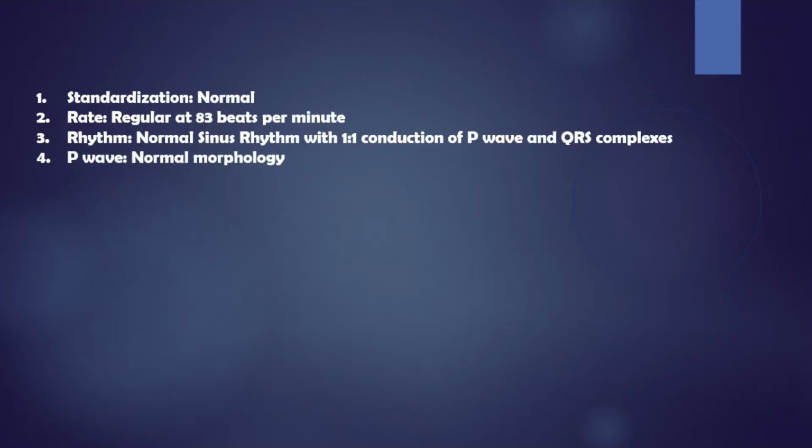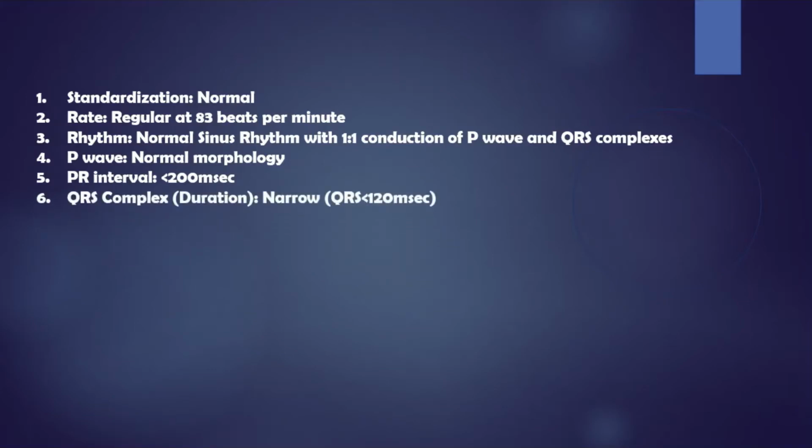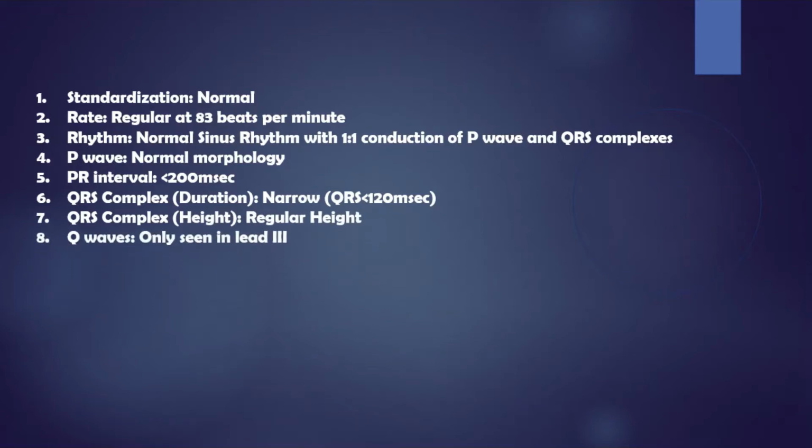Normal morphology of the P wave. The PR interval was less than 200 milliseconds. The QRS complex duration was narrow. The QRS complexes were of regular height throughout the ECG. Q waves were only seen in lead 3. And the ST segment was isoelectric. The T wave was flattened in isolation in lead 3.